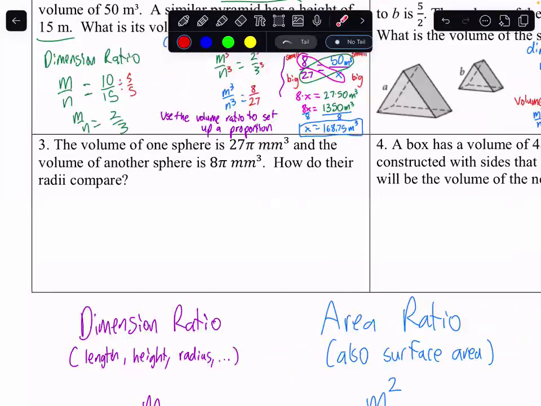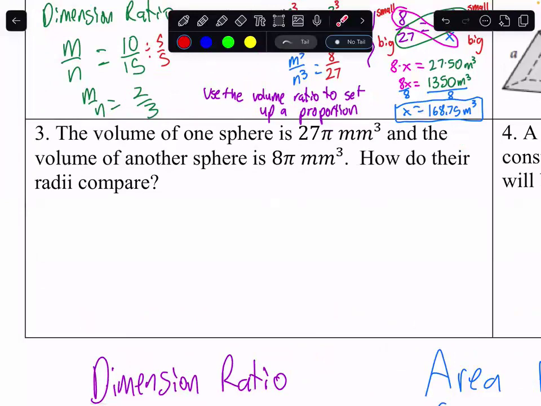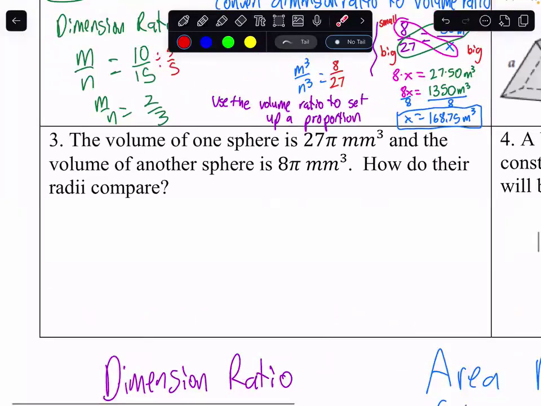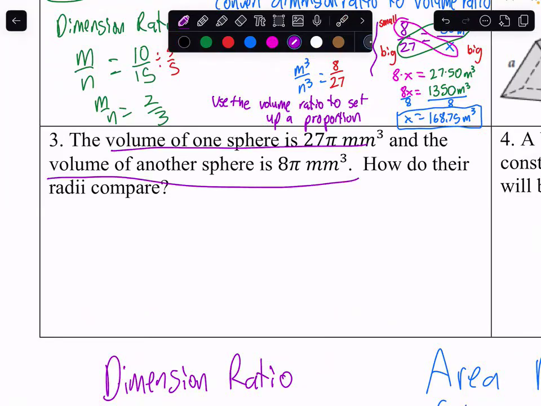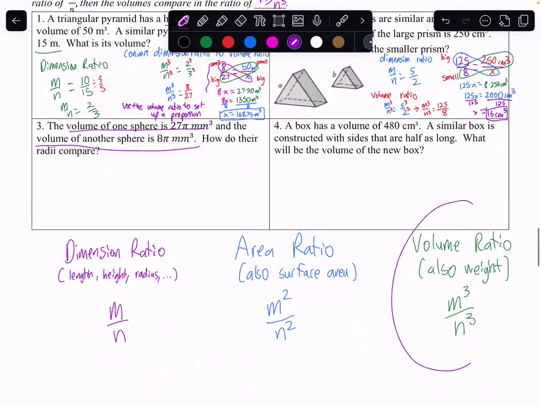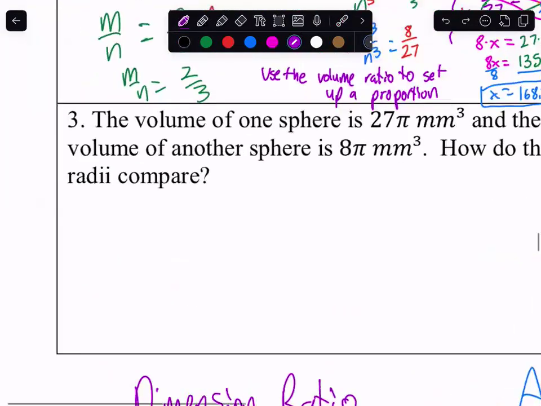Okay, so if I can make sure it's quiet, please, so that I can go over problem 3 and 4. All right, so for this problem, I tell you both volumes. Okay, so this time we're gonna start with the volume ratio. The first 2 examples, we started with the dimension ratio, but you can start with any of the 3.